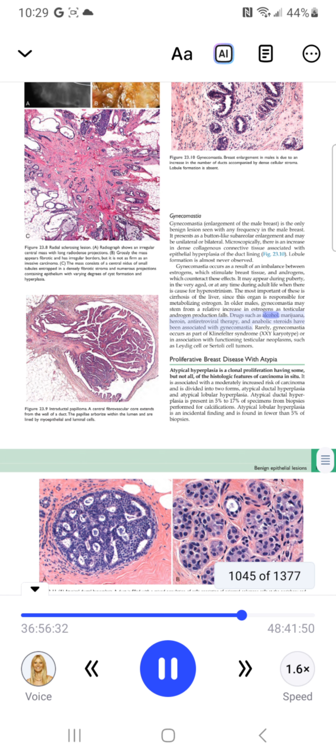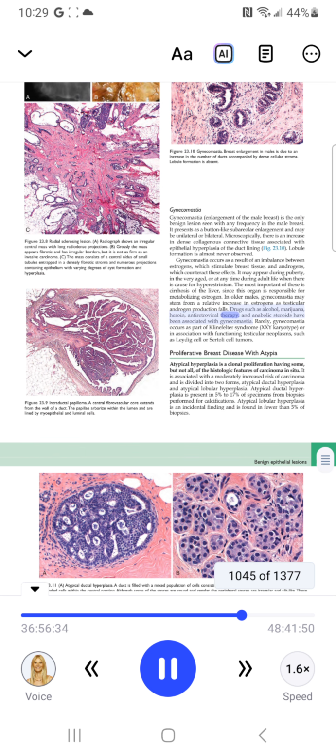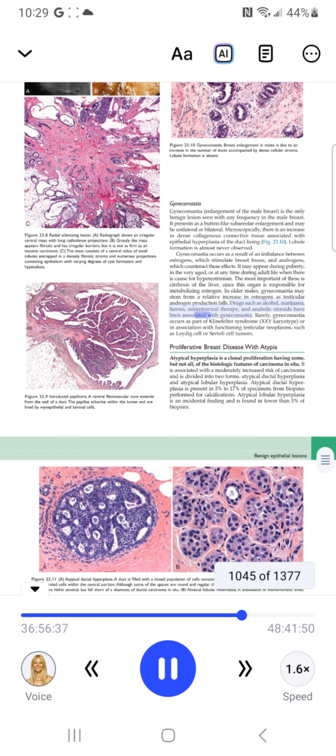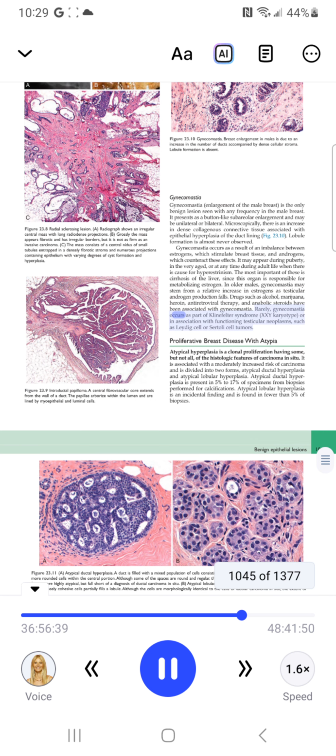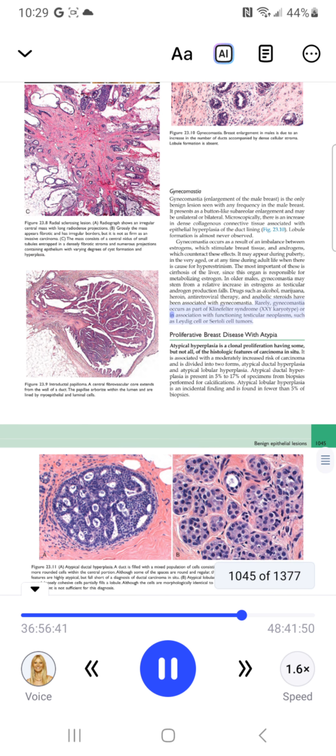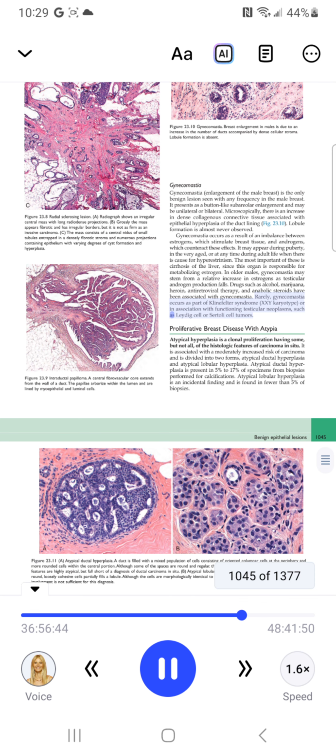Drugs such as alcohol, marijuana, heroin, antiretroviral therapy, and anabolic steroids have been associated with gynecomastia. Rarely, gynecomastia occurs as part of Klinefelter syndrome, XXY karyotype, or in association with functioning testicular neoplasms, such as Leydig cell or Sertoli cell tumors.